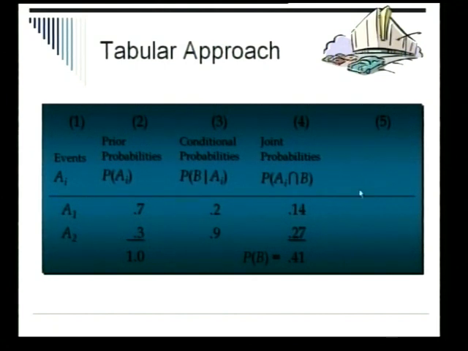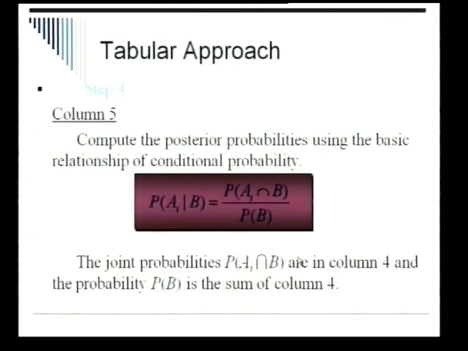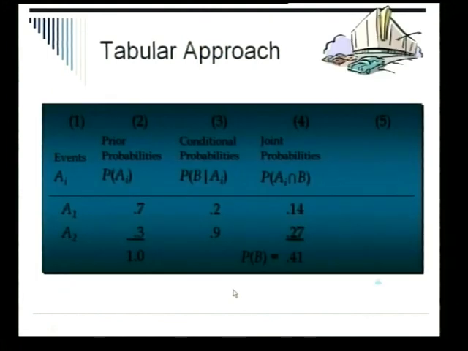Now the last column is very easy to obtain. It is 0.14 divided by 0.41, and 0.27 divided by 0.41. So we compute the posterior probabilities using the basic relationship of conditional probability: probability of Ai given B is equal to probability of Ai intersection B upon P(B). These joint probabilities Ai intersection B are in column number 4, and the probability P(B) is the sum of column number 4, right?